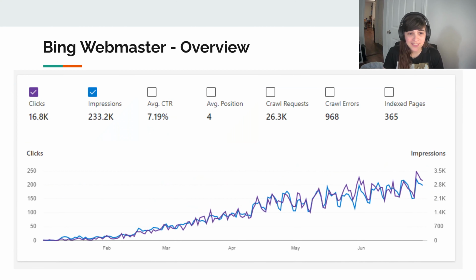So Bing Webmaster, this only has 233,000 impressions and 17,000 clicks, but it's got a click-through rate of 7.2, essentially, and with an average position of 4, which isn't bad. It is continuing to grow. I think that's just because I am publishing more articles that are pretty much immediately ranking. I don't think there's going to be any kind of hockey stick growth because I'm already doing pretty well on Bing.